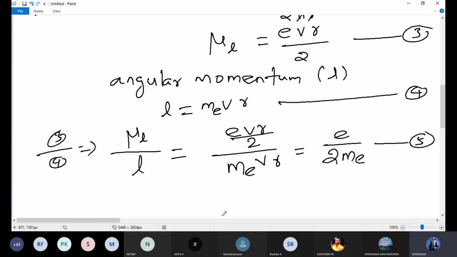So it is called mu L by L. It is mu L divided by L. This is the ratio, and this ratio is a constant. It is called the gyromagnetic ratio.